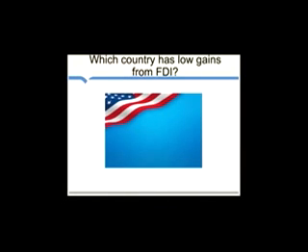You might ask a related question, and that is, which country has relatively low gains from doing foreign direct investment? And at least in a fairly static model, the answer, which may surprise many people, is the United States, USA.